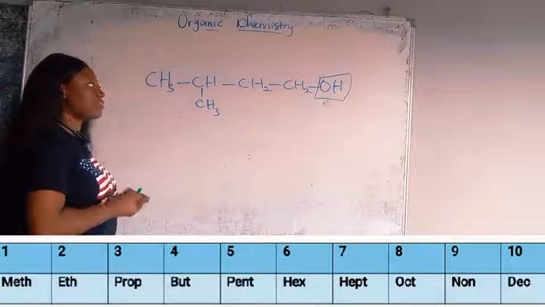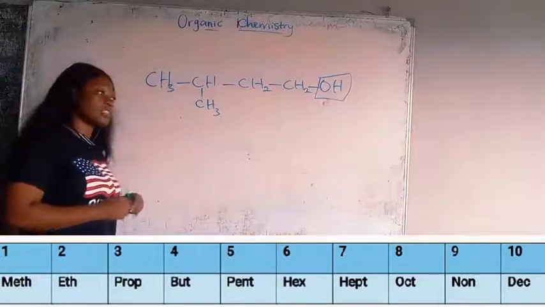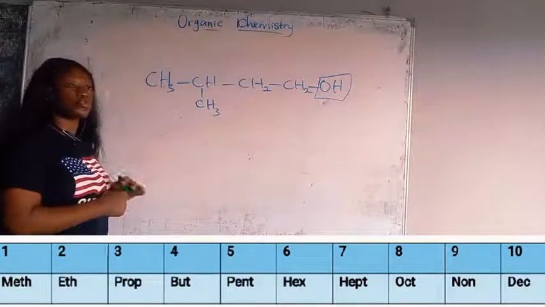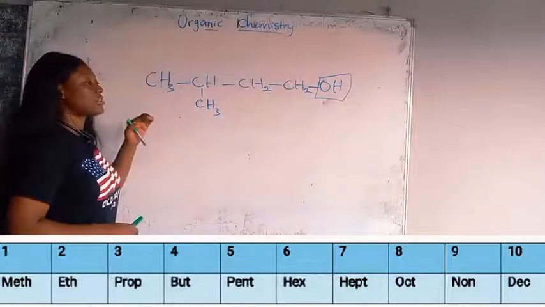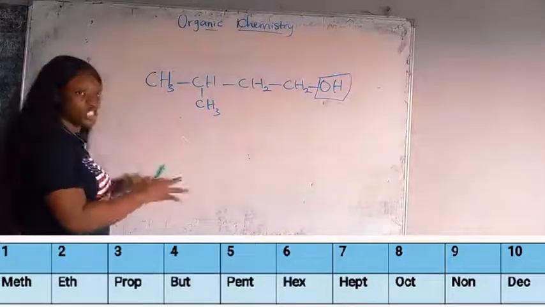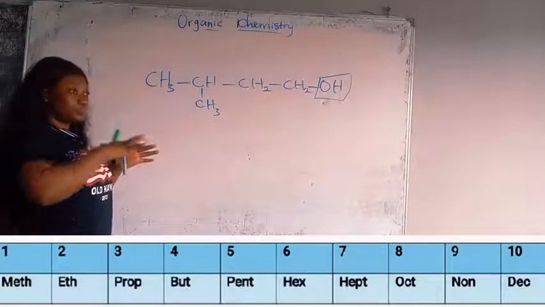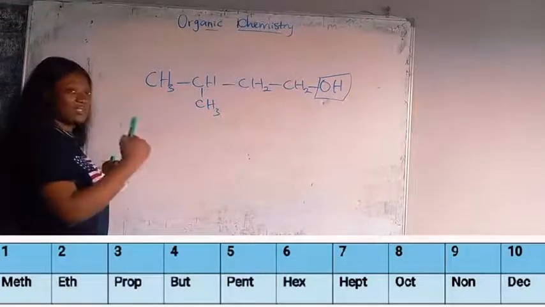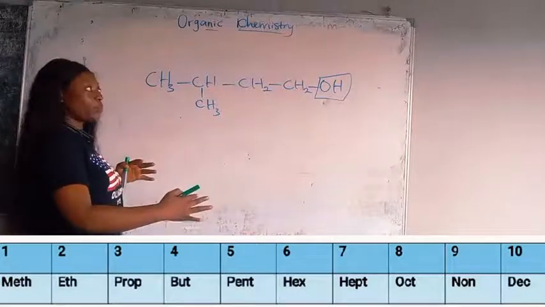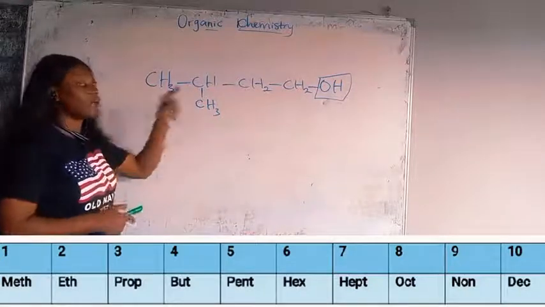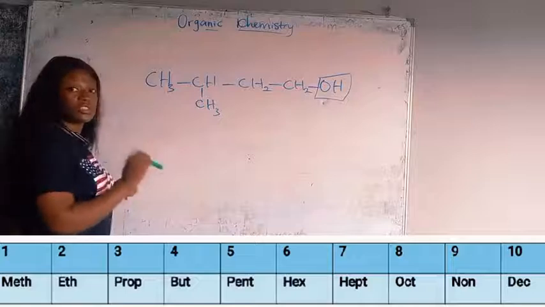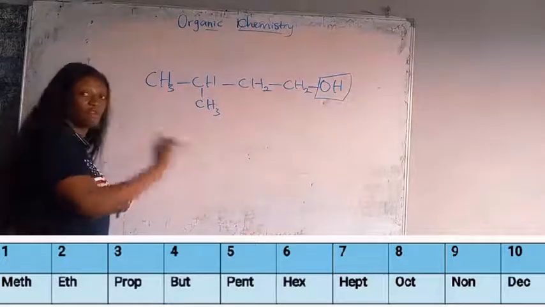Now that we have established that this compound contains a functional group, the next thing to do is to get the root, or the parent chain. The parent chain is the chain that has the longest continuous carbon chain. In this case, since a functional group is present, the longest continuous carbon chain must contain the functional group.